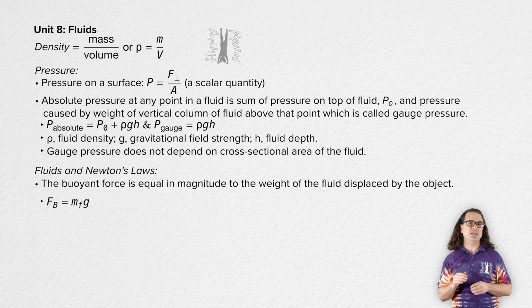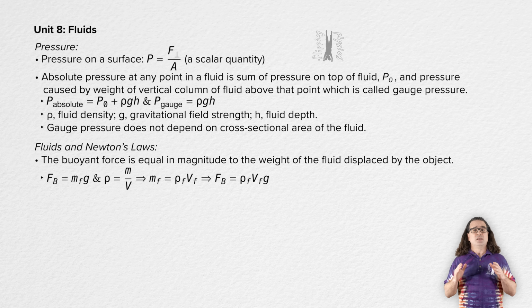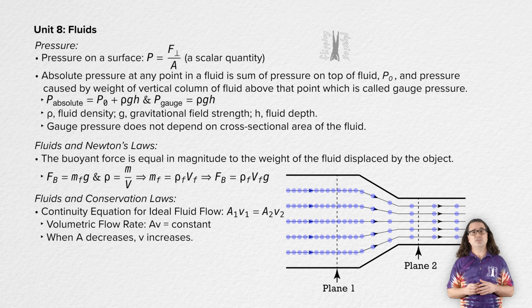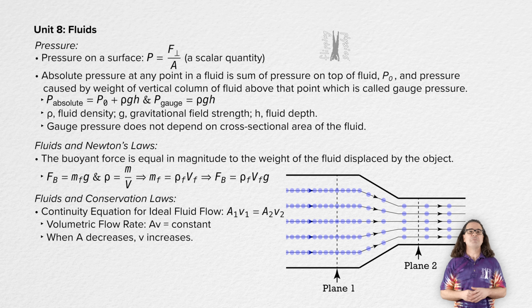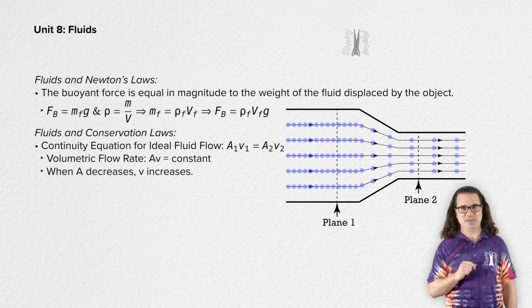Therefore, the buoyant force equals the mass of the fluid displaced by the object times gravitational field strength, or the density of the fluid displaced by the object times the volume of the fluid displaced by the object times gravitational field strength. The continuity equation for ideal fluid flow says that the volumetric flow rate, or cross-sectional area times fluid flow speed, is constant. This is true for ideal fluid flow through a closed volume like a pipe.